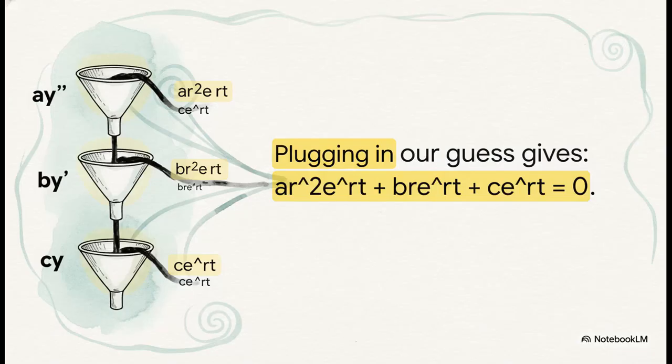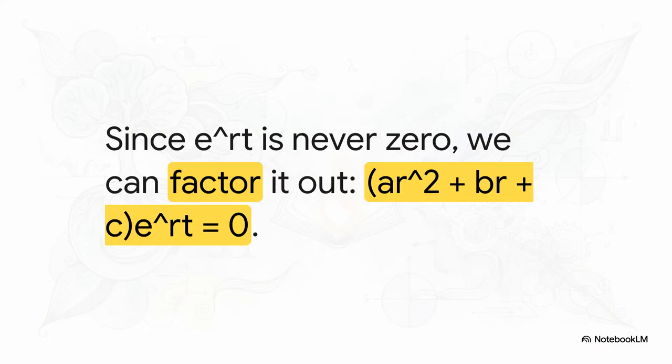So let's actually do it. Let's plug it in. If y is e to the rt, then its derivative y prime is r times e to the rt, and the second derivative y double prime is r squared times e to the rt. When you substitute those in, you get this. And look at that. See that? Every single term has an e to the rt in it. That's no accident. And since that e to the rt term is in every part, we can just factor it out.